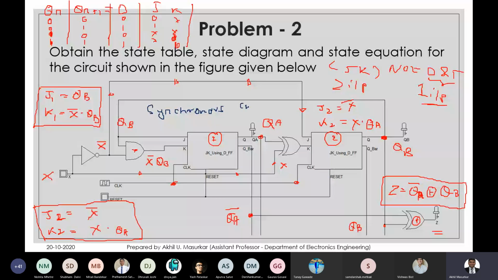Now, my question to you all: whether the given circuit is a Moore circuit or a Mealy circuit, post your answers in the chat box. Whether the given circuit is a Moore circuit or a Mealy circuit.